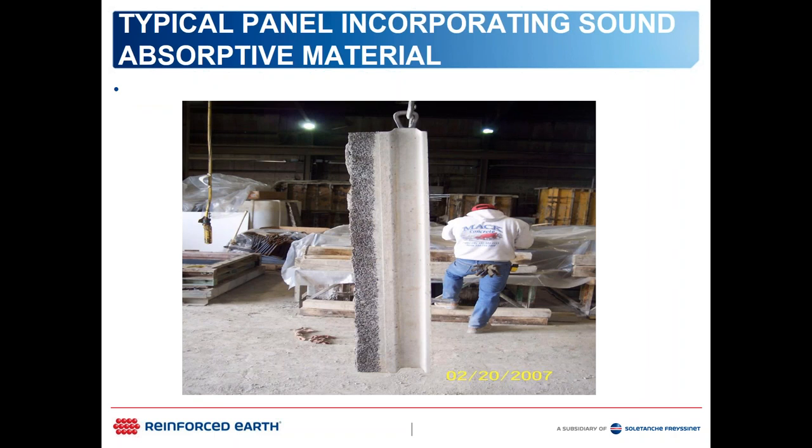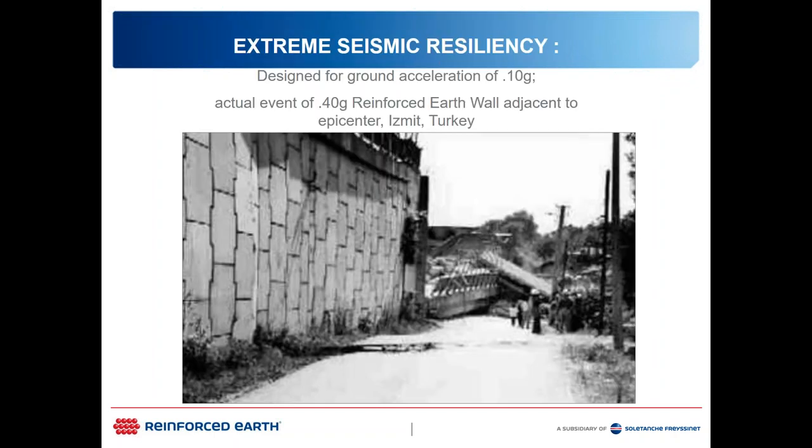This was done for a job on State Route 8 in Ohio. As you could see on the front side, you could see the absorptive material. And once the absorptive material is placed, then you can pour the precast panel against that. Those kind of showed the different kinds of applications.